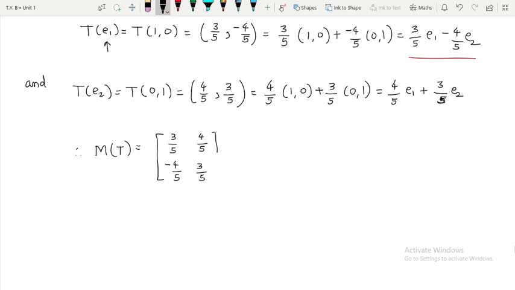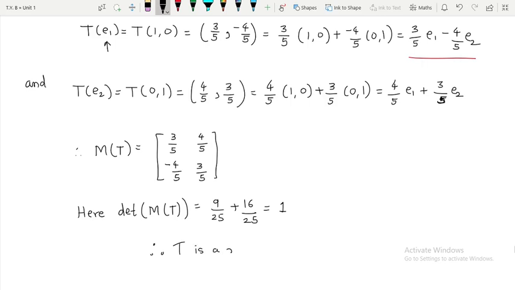Now let us find the determinant. So here, what is the determinant of M of T? Here the determinant of this M of T is equal to 9 upon 25, I guess, plus 16 upon 25, and what is it? It is 1. Yes. Therefore what should our T be? Therefore T is a rotation, isn't it?